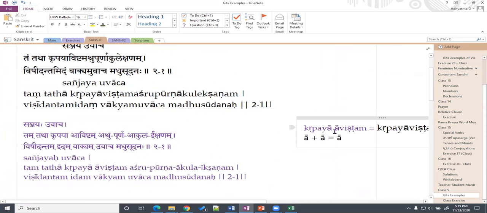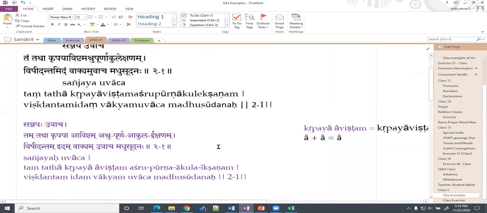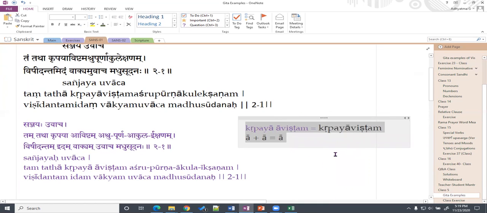Krupaya means with compassion, and avishta means overcome with compassion. So over here it is overwhelmed with pity. But the meaning part is not very important to understand sandhi. It is important to understand the words and vocabulary, but for the sandhi rules it is not very important. We'll focus a little more on the structure today, but I'll try to explain the meaning also. And then another sandhi which is happening of the same kind is also called dirgha sandhi.